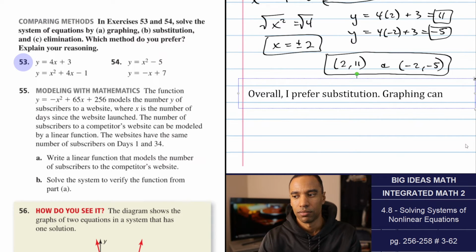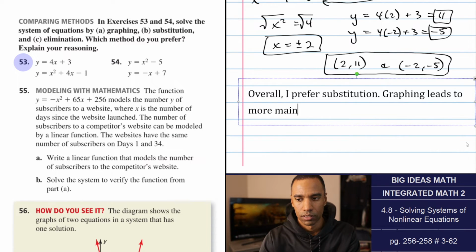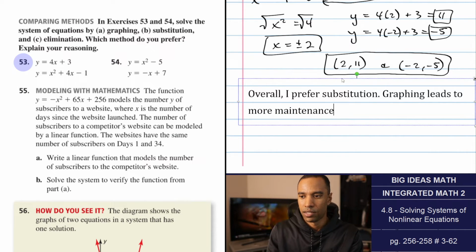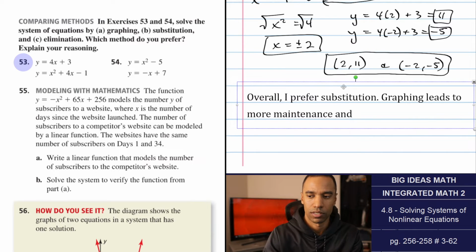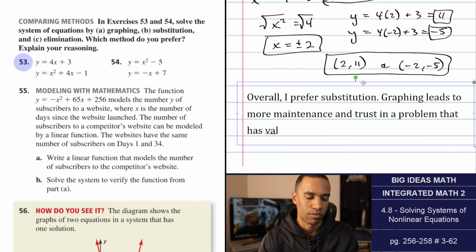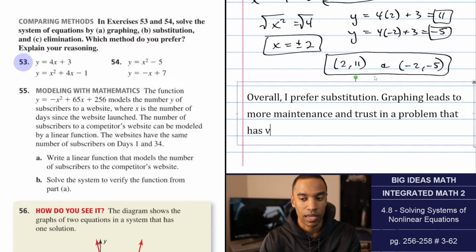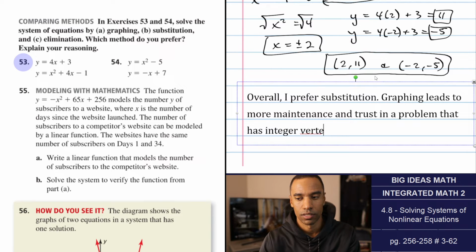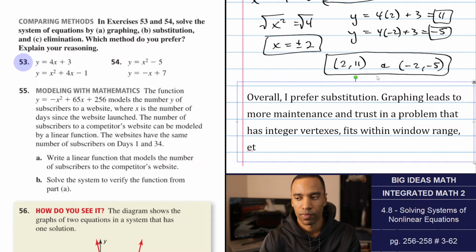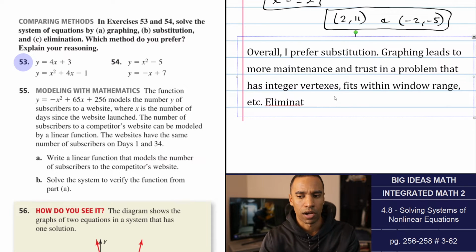Graphing leads to more maintenance and trust in a problem that, I'm just telling you, has valid integer vertexes, fits within your window range, etc. Elimination has more things that can go wrong.